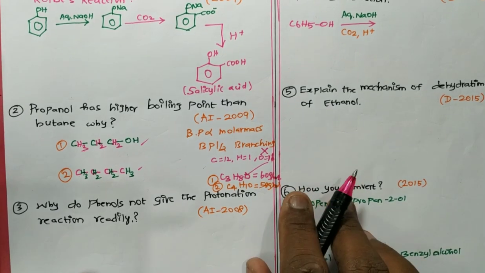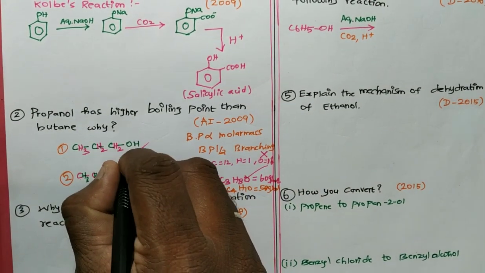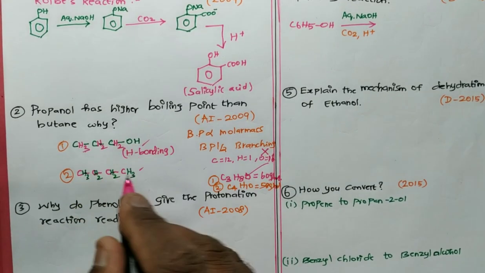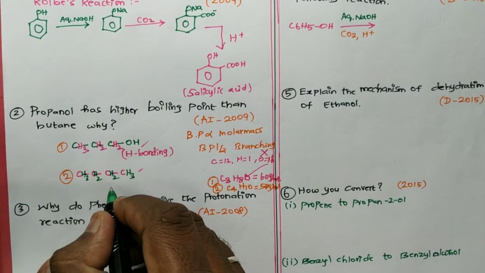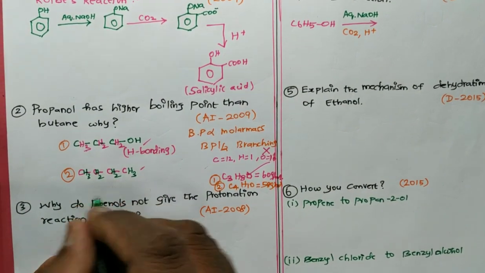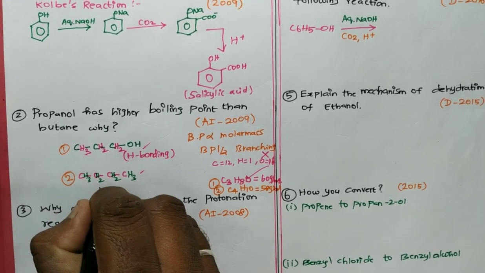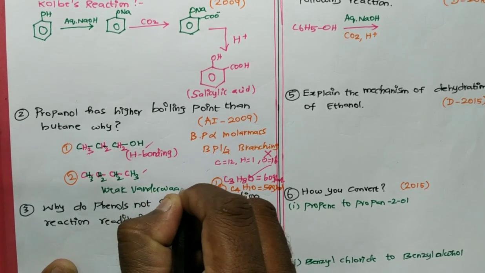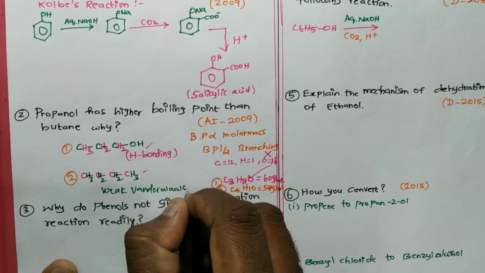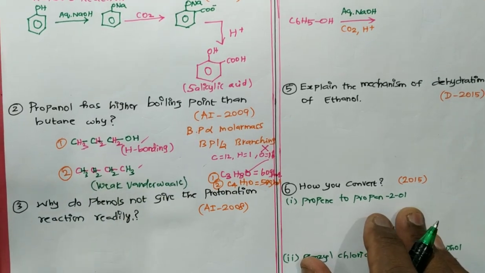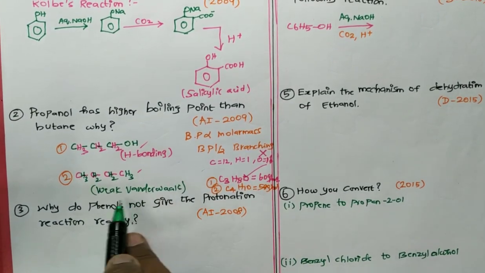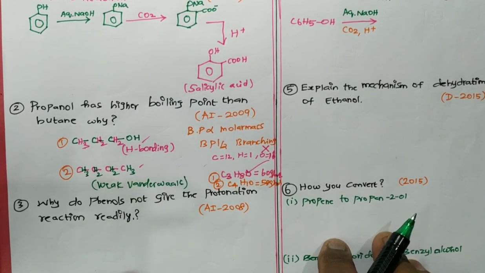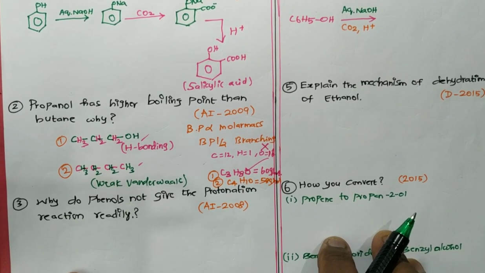That's the first reason. And the second reason is that it forms hydrogen bonding, because of the presence of the OH group. But in the case of butane, it has only weak van der Waals forces of attraction. Are you able to understand? If you don't know about hydrogen bonding and weak van der Waals forces, please go and watch my previous video. You will get a good idea about this in intermolecular forces.